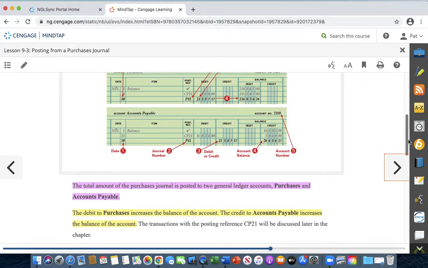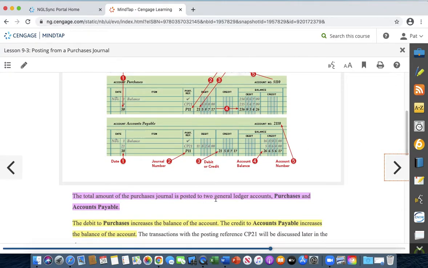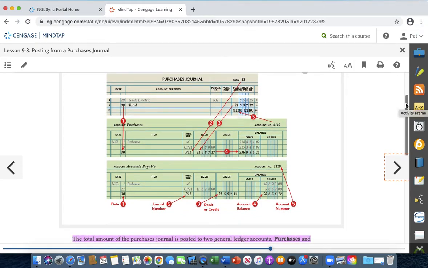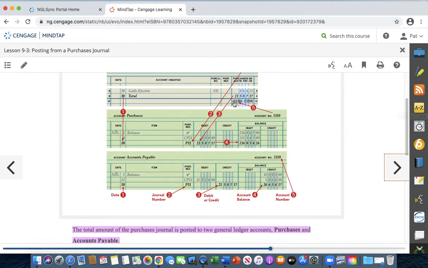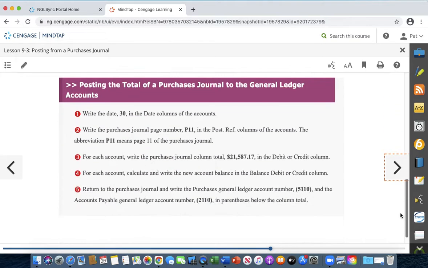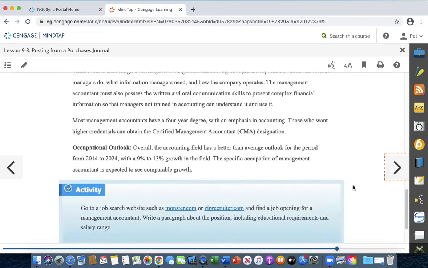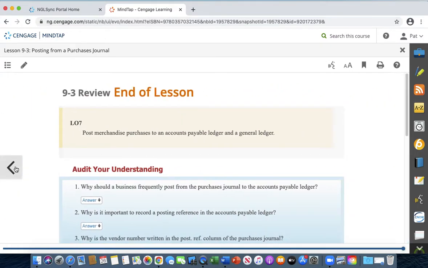What do I got down here? I should probably show you. Total amount of the purchases in two journals: purchases, accounts payable. Purchases increase with the debit, accounts payable increases with the credit. I'm assuming you guys know those things. Okay? Are you guys okay with posting? We're going to post each line individually to the vendor, and we're going to post the total to purchases, and we're going to post the total to accounts payable. And they have all the steps. If you wanted to follow those arrows, they always have all the steps. Okay, and this talks about business. That's it. We're going to post.